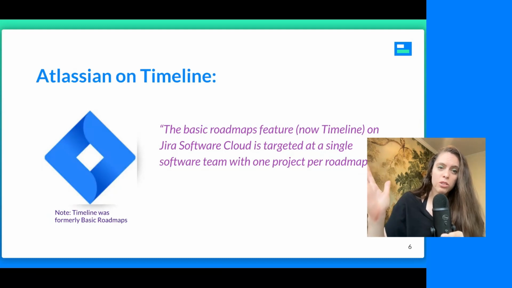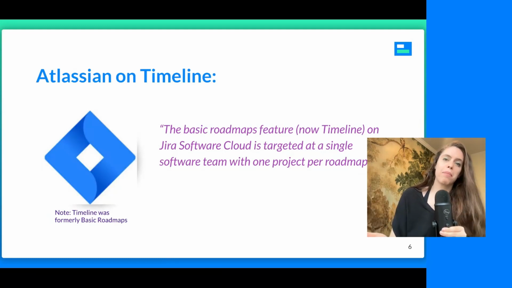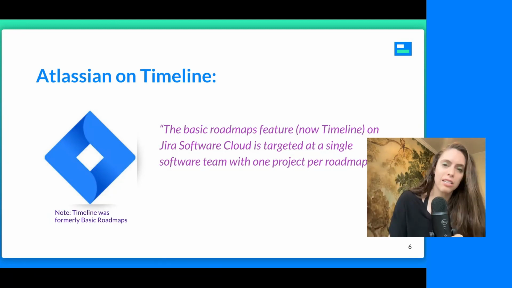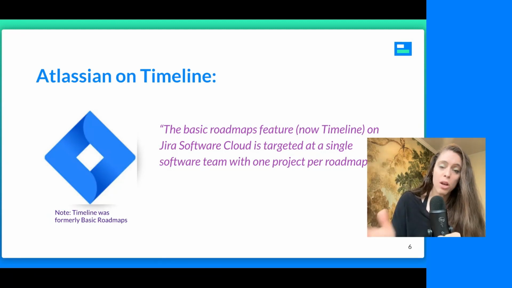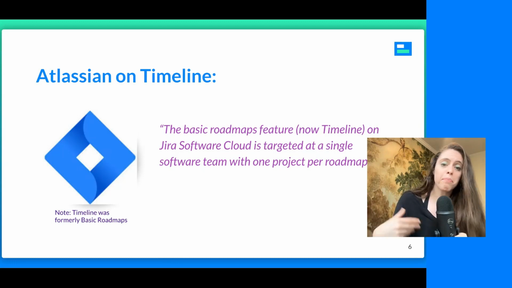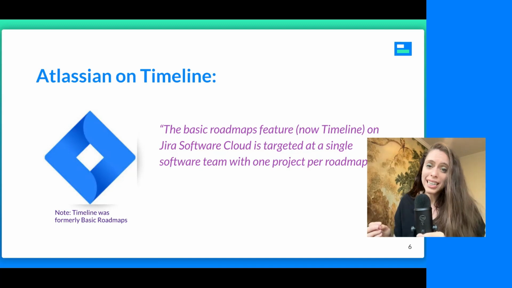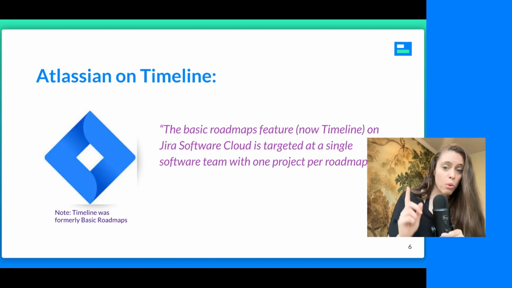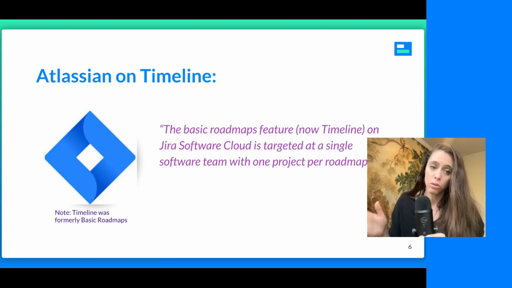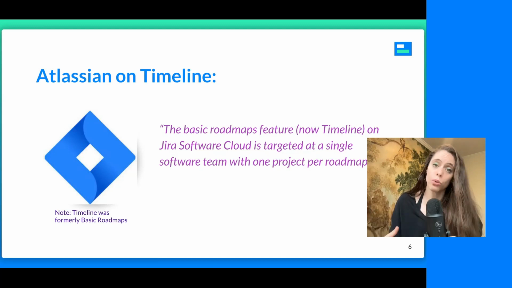For one, this is what Atlassian had to say about why they created Timeline, or the use case rather that they see for Timeline, which by the way used to be called Basic Roadmaps. So they said the Basic Roadmaps feature on Jira Software Cloud is targeted at a single software team with one project per roadmap. And that's in Atlassian's own words.